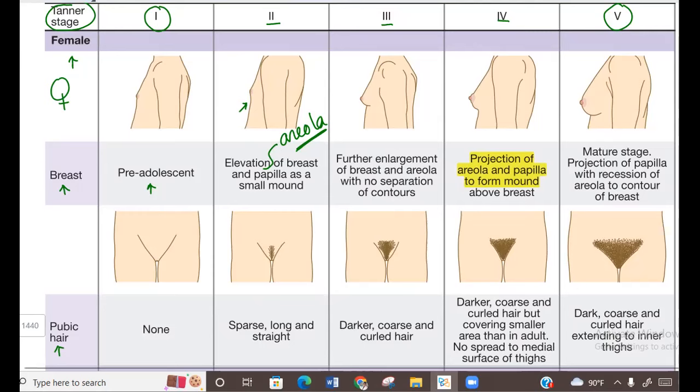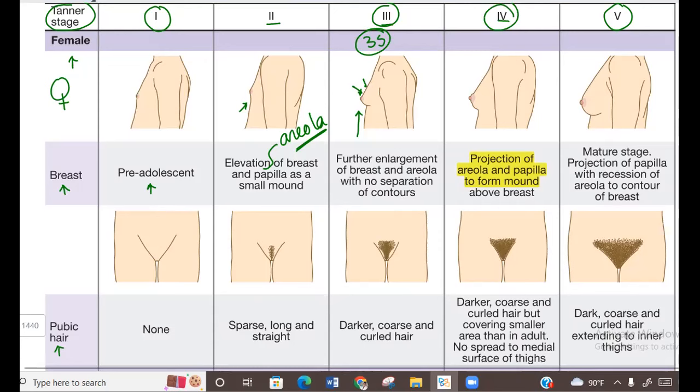In stage 3, this mound enlarges in size, but there is no separation of the contours. I mean, there is no separation of the areola and the breast. The breast and areola are in harmony. There is no separation of the contour of breast and areola. That's the important thing about 3. So 3S, no separation of contour. Stage 4 is separation of the contour.